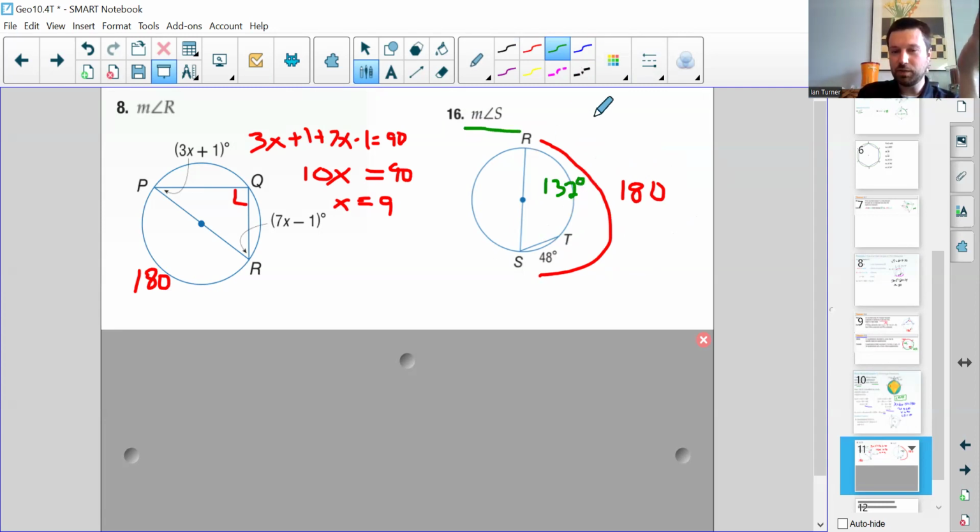And now what were we looking for? Angle S. Angle S is inscribed. It is half of 132. So that's 66.